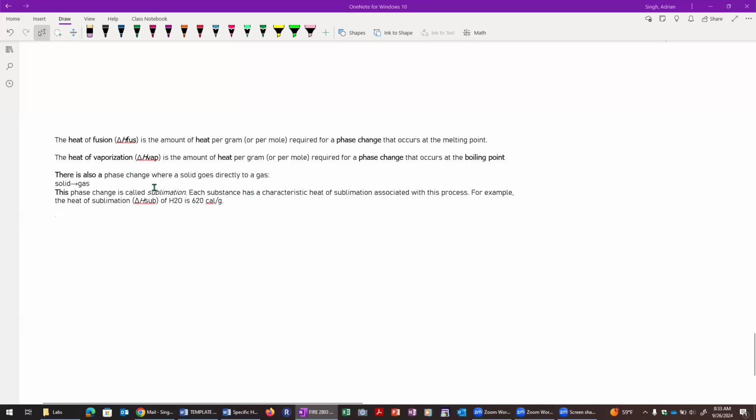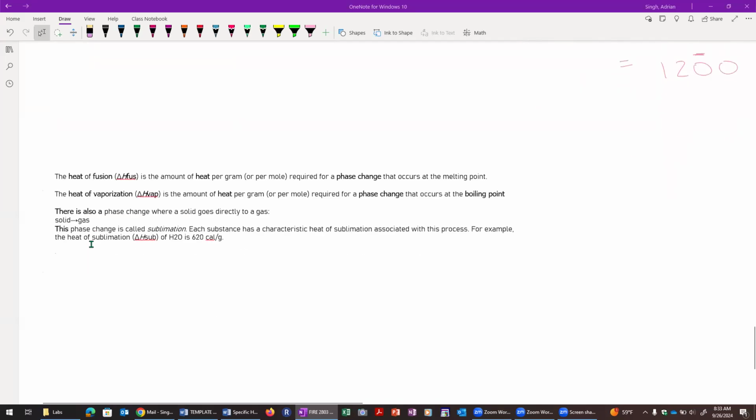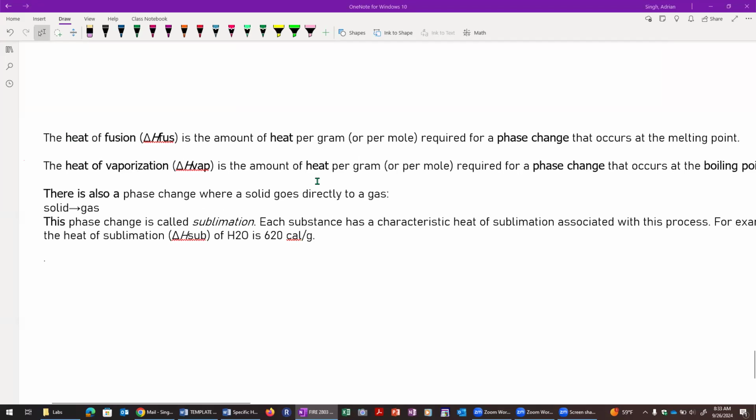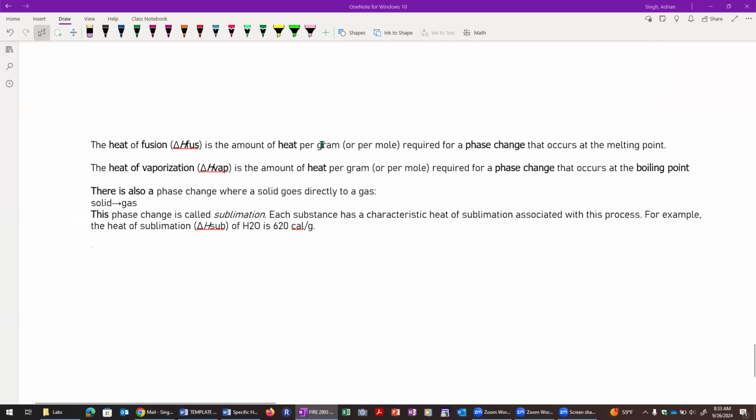Okay, so we can summarize those delta H fusion and vaporization as follows. The heat of fusion is the amount of heat that's needed per gram or per mole for a phase change that occurs at the melting point. Remember, fusion is the same as melting. And again, this is going to happen at constant temperature, so the melting point has to have a constant temperature. Similarly, the heat of vaporization, delta H vap, is the amount of heat needed for a phase change that occurs at the boiling point. Again, that is at a constant temperature. There is no temperature change at a phase change boundary.